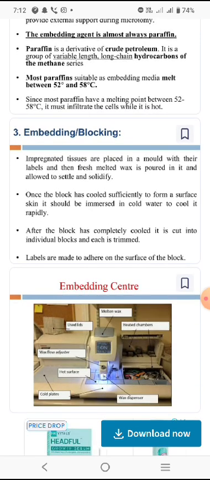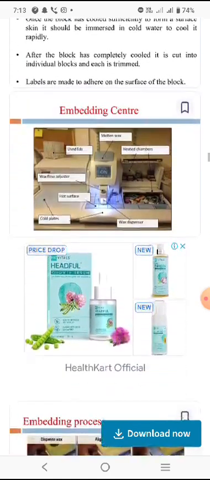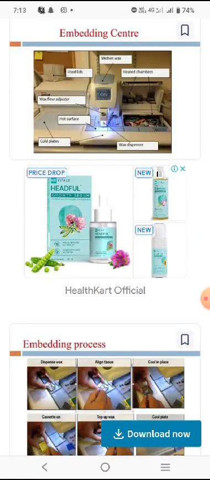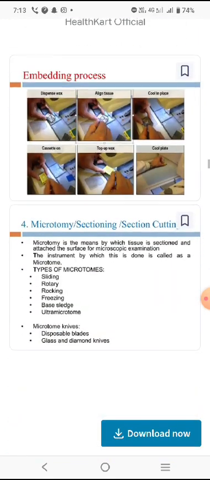Embedding blocking. Impregnated tissues are placed in the mold with their labels and freshly melted wax is poured over, and it is allowed to settle and solidify. Once the block has cooled sufficiently to form a surface skin, it should be immersed in cold water to cool more rapidly. After the block has completely cooled, it is cut into individual blocks and each is removed. Labels are then made and adhered to the surface of the block. Embedding process.